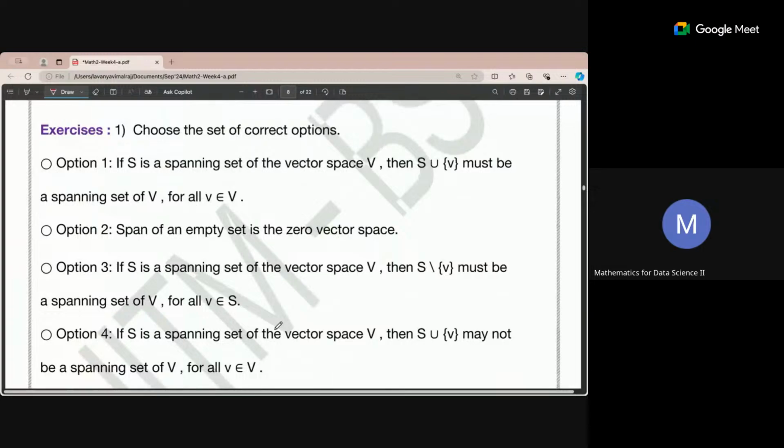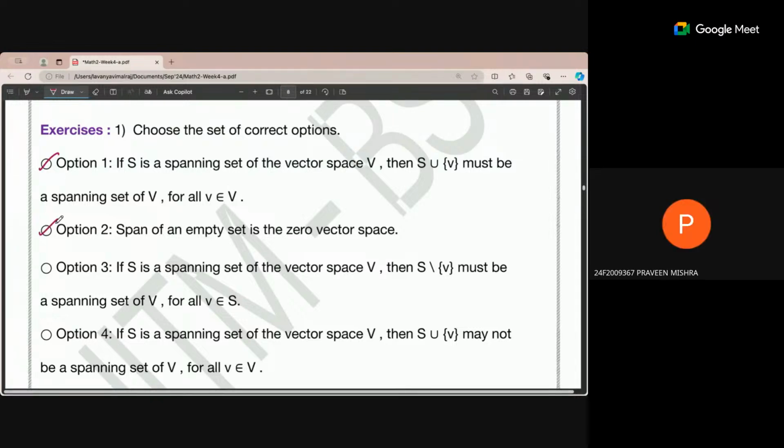Okay, here is a question. Choose the set of correct options. If S is a spanning set of the vector space V, then S union {v} must be a spanning set of V for all v in V. True or false? True. So if you have any superset of S which is already a spanning set, then that is also a spanning set. True. What is the span of an empty set? I have given the definition. Zero.